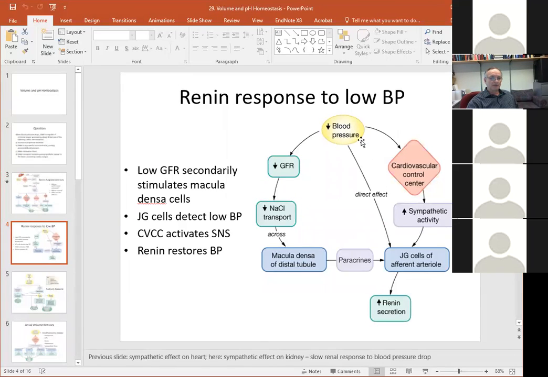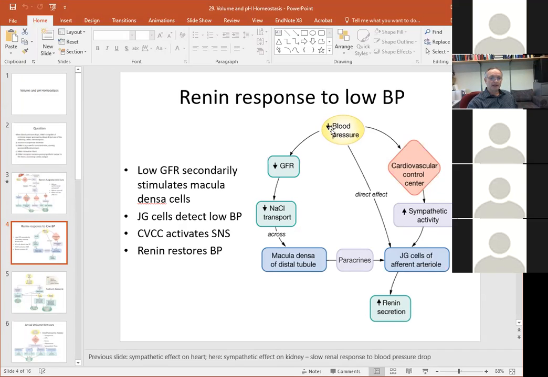In this slide, the decreased blood pressure effect is emphasized a bit by pointing out that paracrines, prostaglandin, cause renin secretion. The low blood pressure would cause renin secretion. And also, here's a new one. Sympathetic nerves actually stimulate the juxtaglomerular cells and stimulate the renin secretion.